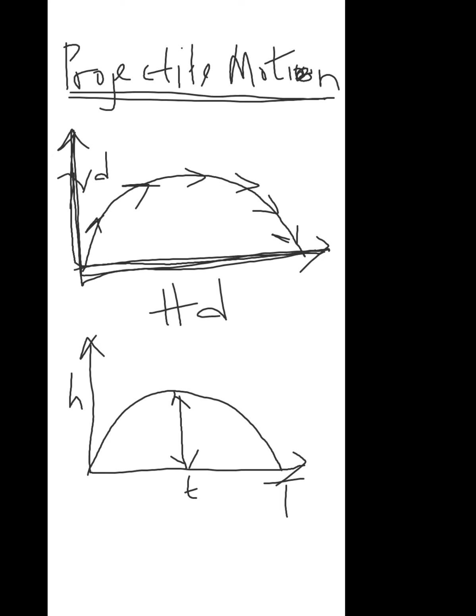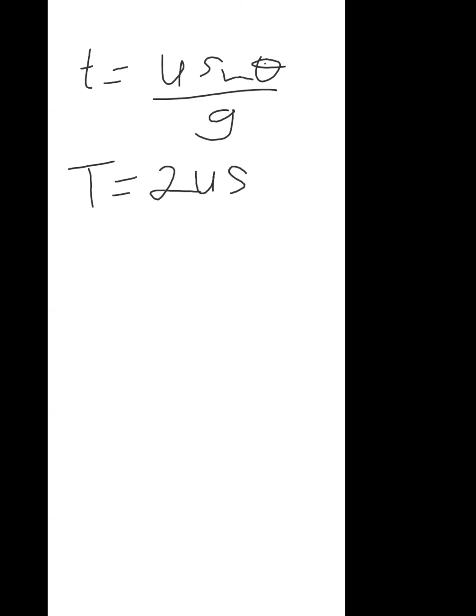What are the things we are going to find out about projectile motion? We are going to be talking about t, small letter t, the time it takes to reach the maximum height, which is u sine theta over g, and then the time to complete the whole journey, and that is 2u sine theta over g. We are going to explain what all this means.